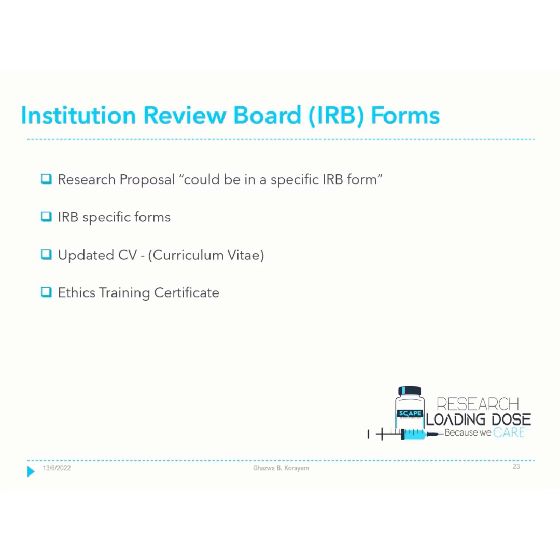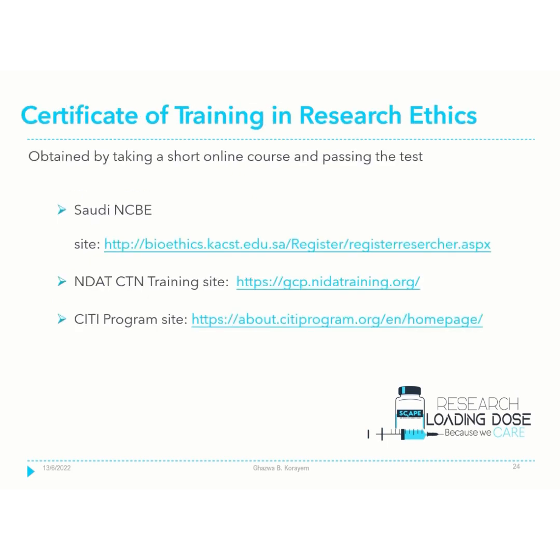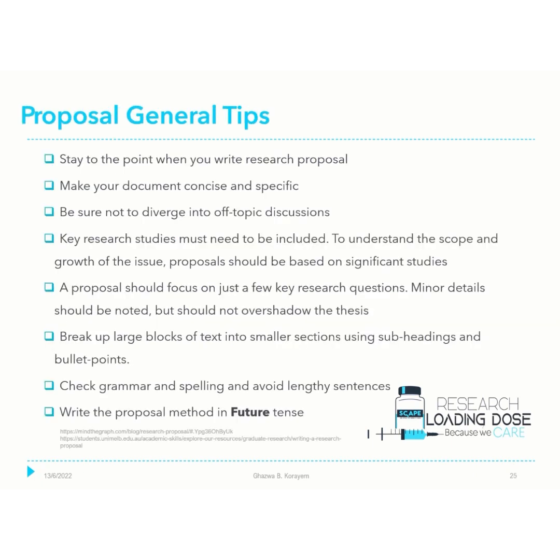We also need to remember to fill out the IRB, the institution's form. If we're talking about a proposal that we are only using for obtaining ethical approval, then we need to check what forms are required by the institutional review board. And sometimes they also require the CV and the ethical training certificate. And here are examples of sources for obtaining ethical training.